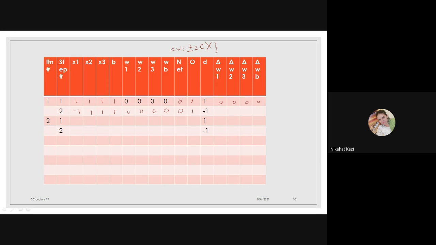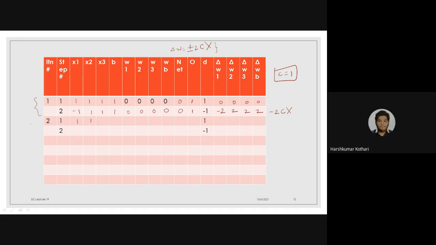Now net value is 0, so output is 1. So now there is a mismatch. So I need to update the weight. So what is the equation that I'll be using? It will be minus 2cx, right? So d will be, d is negative, so it is minus 2cx. So assume c is to be 1. So c is 1. So minus 2 times x, this vector. So it is minus 2, 2, 2, and 2. Okay. And next, what will you do? The same. This is the first epoch. First epoch is done, right?